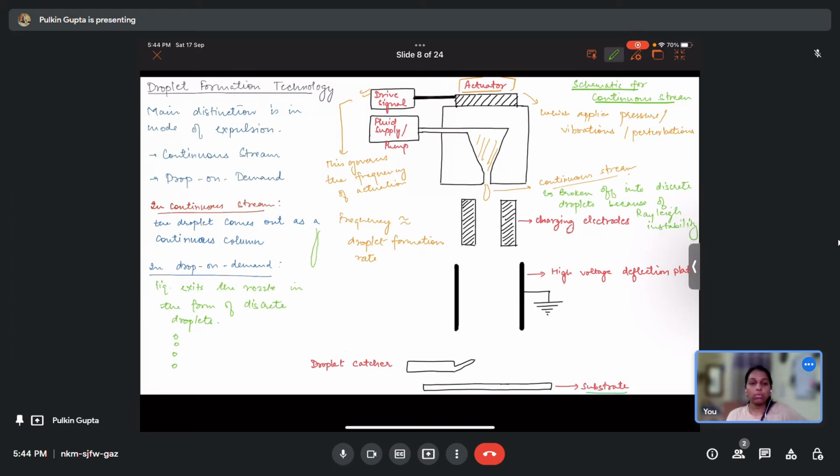Okay, so this then breaks off. Now these are the charging electrodes. These induce charge on these droplets. Say they have induced a positive charge.